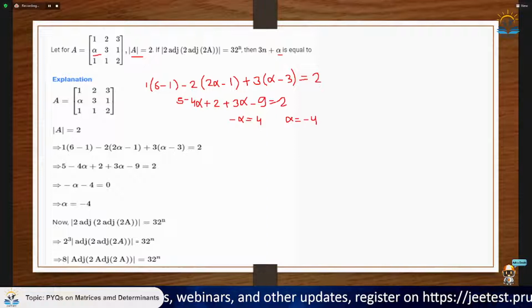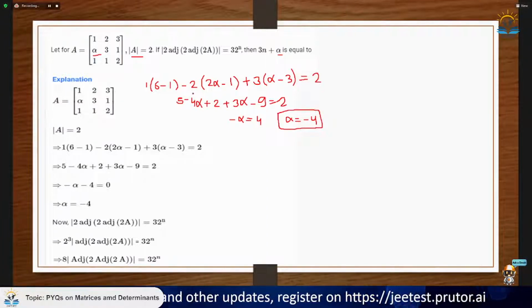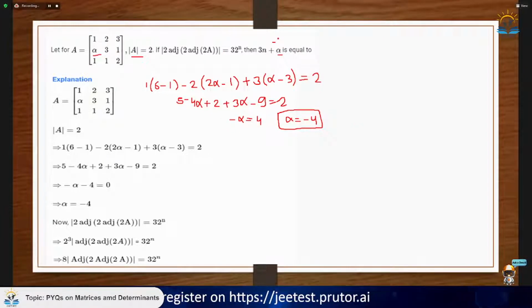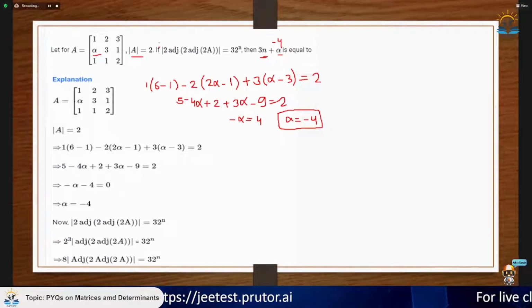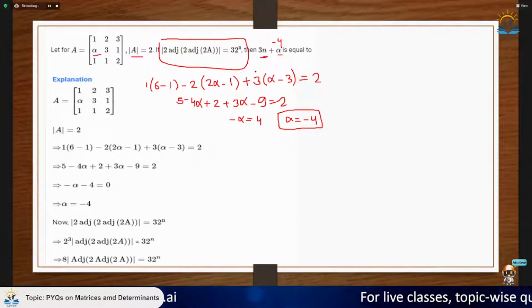One thing you calculated. Just simply evaluate the determinant. From there you will get an equation in alpha, and from there you can get the value of alpha. So alpha you calculated minus 4. Now you need to calculate the value of n. So again you will evaluate this thing, and from this evaluation you will get the value of n. So how to evaluate this thing? Again, go one by one.